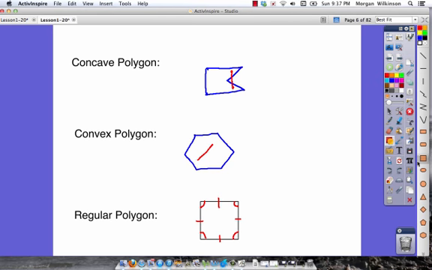If we look at our shape tool, we can see we've got an equilateral triangle here. And an equilateral triangle is another example of a regular polygon because the sides are all the same length and the angles are all the same measure.